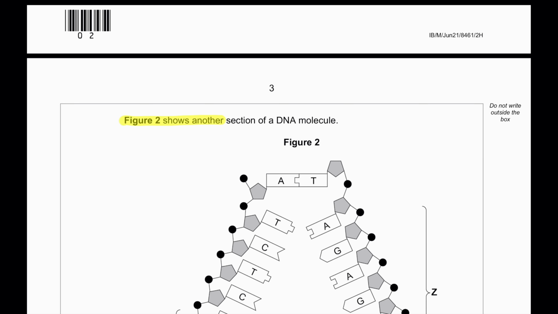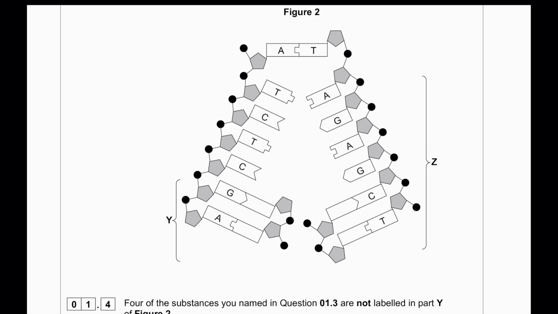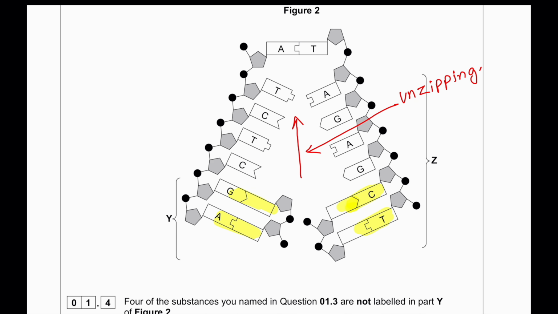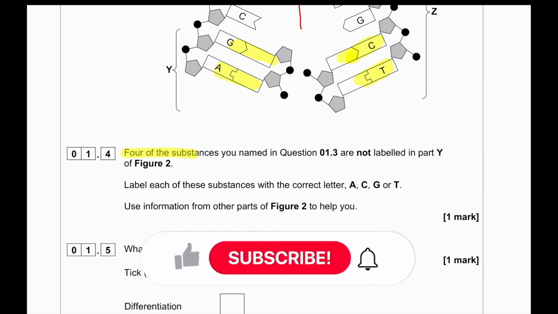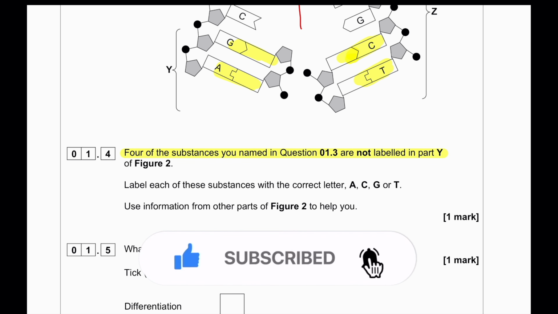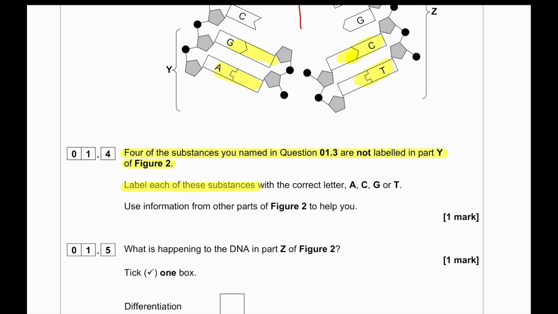Figure 2 shows another section of a DNA molecule. We can see this DNA molecule is unzipping or unwinding. Then we can see new nucleotides are joining here. The whole process taking place here is called DNA replication. Four of the substances you named in question 1.3 are not labeled in part Y in figure 2. Label each of the substances with the correct letter A, C, G, T. Use information from other parts of figure 2 to help you.